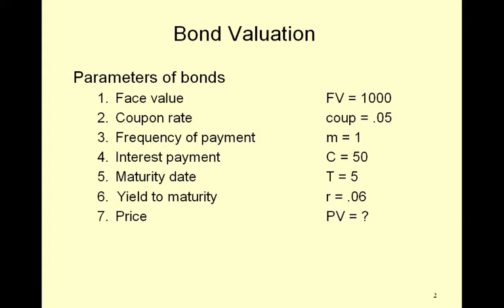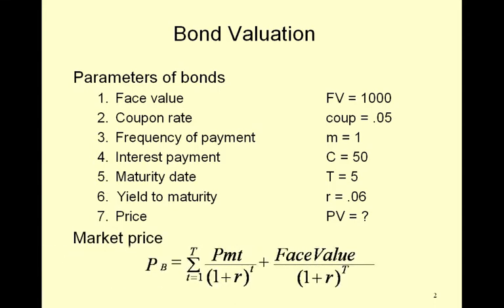The final parameter of bonds is the price of the bond, which is the one we're after. The price of the bond is determined by a present value calculation. So the market price of the bond is given by the following expression. Price of bond is equal to the sum from year 1 to the term of the bond of the interest payments appropriately discounted plus the face value of the bond appropriately discounted depending upon the term of the bond.